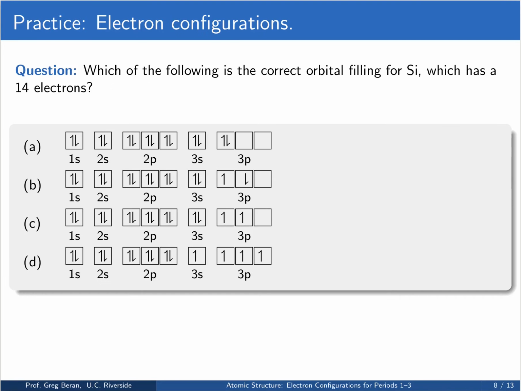Let's try a practice problem. Which of the following orbital configurations is correct for silicon, which has 14 electrons? Go ahead and pause the video, attempt the problem, and then resume when you're ready to hear the solution.